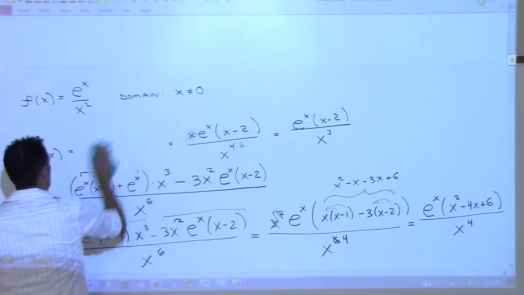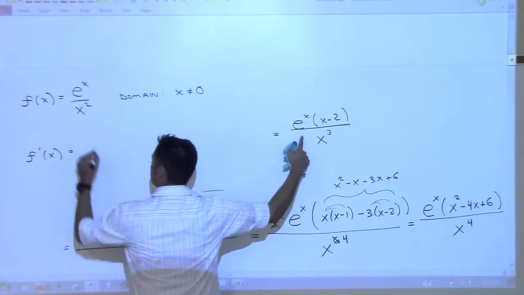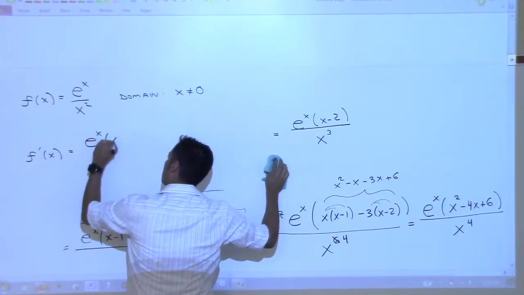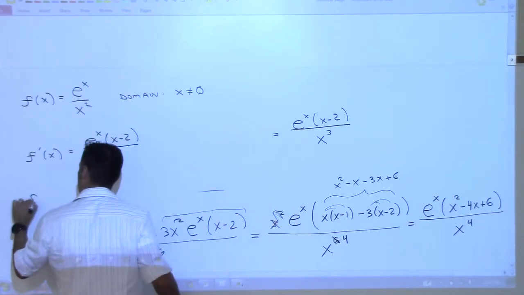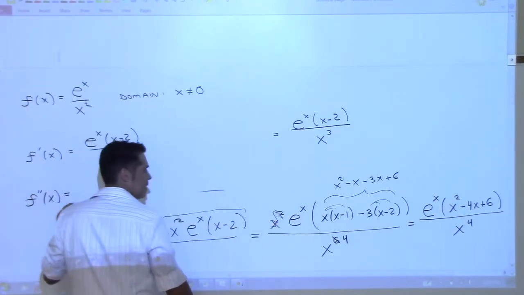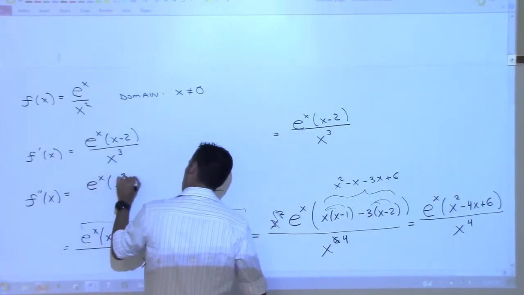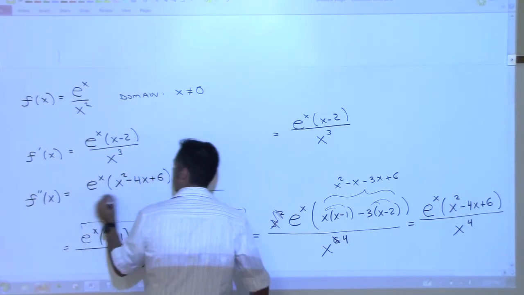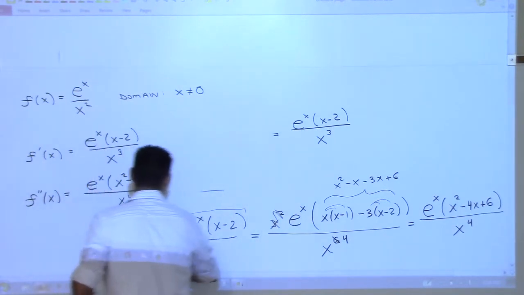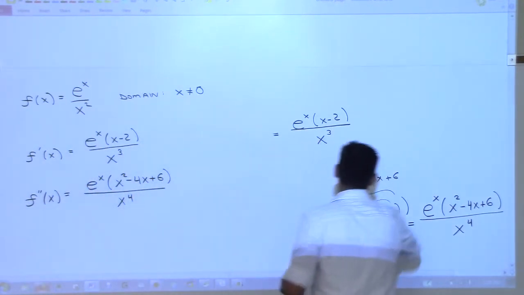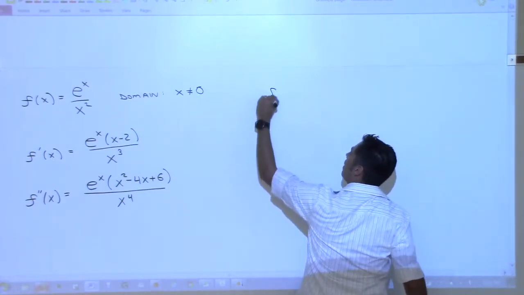Okay, so I'm going to rewrite our first and second derivatives right here. I'll write their cleaned up versions. So my first derivative is this one, e to the x, x minus 2 over x cubed. And then my second derivative is e to the x times the quadratic x squared minus 4x plus 6, and then all of that over x to the 4th. And now I get to work with these, right? So let's determine where our function is going up and down.